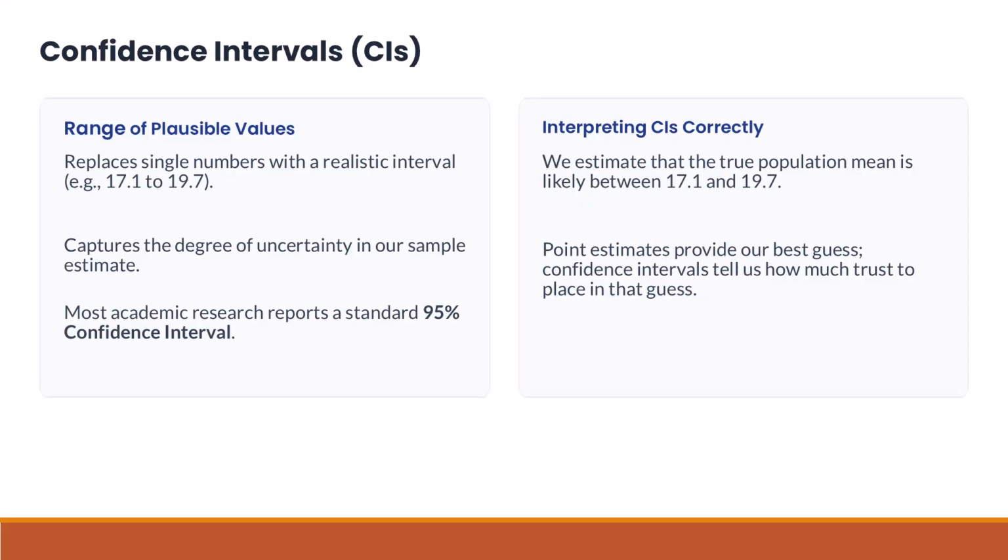Confidence intervals improve upon point estimates by providing a range of plausible values for a population parameter. The chapter illustrates a sample mean depression score of 18.4 with a 95% confidence interval from 17.1 to 19.7%. Researchers typically report 95% confidence intervals because they communicate both an estimate and its uncertainty. Narrow intervals indicate more precision, whereas wider intervals indicate less precision. Confidence intervals help readers interpret results more meaningfully than a single number alone.